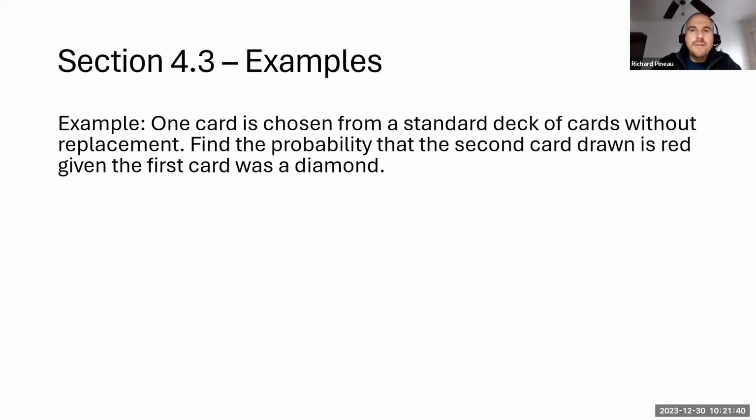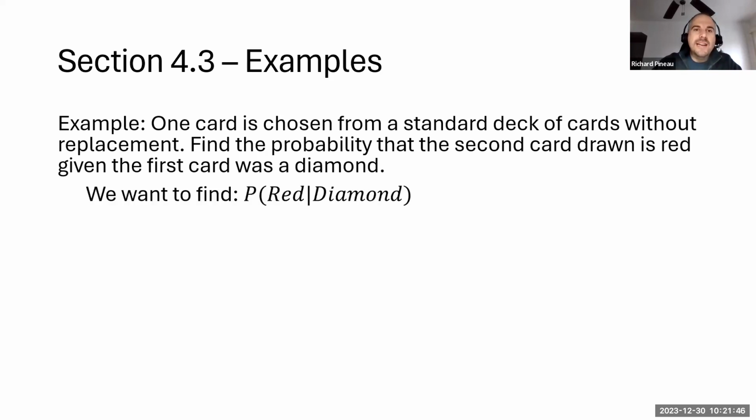Okay, we want to find the probability that the second card drawn is red, given the first card was a diamond. Now, this one is interesting. This one is different than the last example. The last example, I hope you read carefully, we were selecting 2 cards, a king and a queen. Look what this one says: find the probability that the second card drawn is red, given the first card was a diamond. All I want is 1 card. In fact, the first sentence that I skipped over says that 1 card is drawn from a standard deck of cards without replacement. All I want to know is what's the probability that I select a red card, but we drew 1 card already, and that was a diamond.